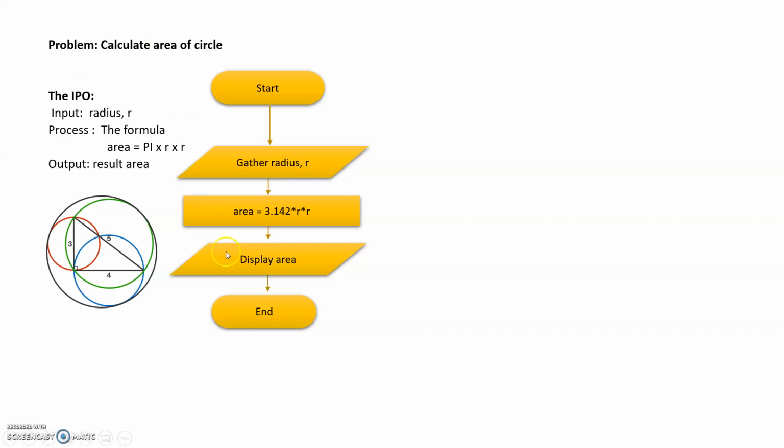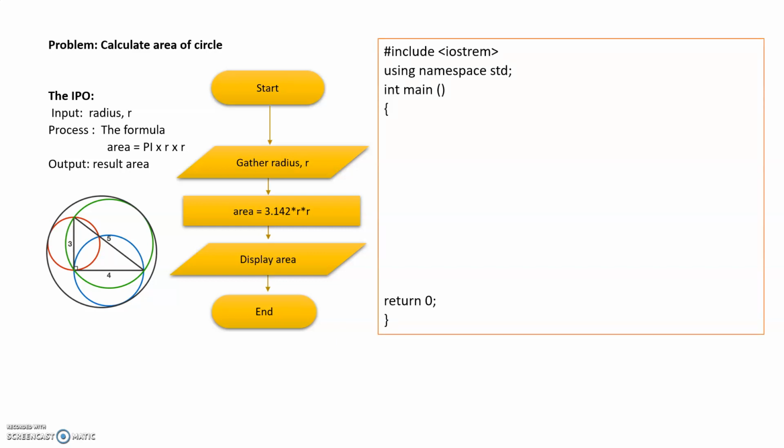This is the flowchart that was already drawn and developed by me before this video was recorded. This is the terminal, then this is the radius, gather the radius for the input, and this is the rectangle shape for the process, and this is the parallelogram for the output of the area. This is a very simple program, which is a sequential structure of programming. So let's say you are going to convert this flowchart to code.